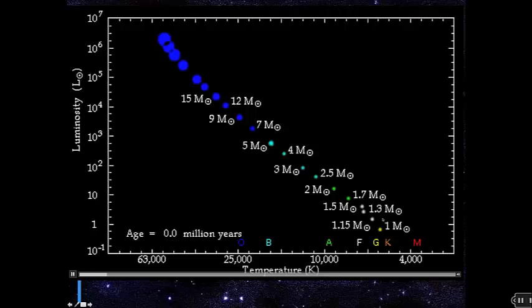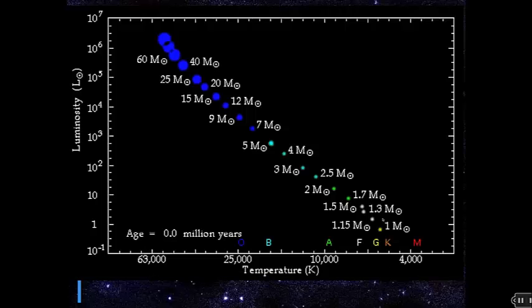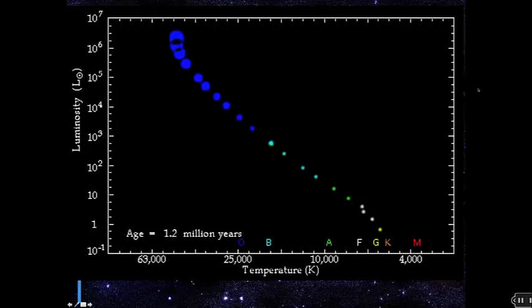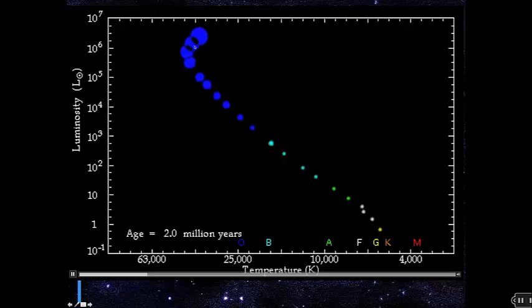Remember, we get the masses of these things from ones that are in binaries, so we know that this is the mass sequence. To start with, we're going to go in short steps. These are 200,000 year steps. And very quickly, those stars that are at the very brightest, 1 million times the luminosity of the Sun, evolve over here and then they explode.